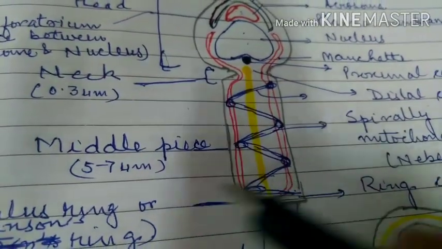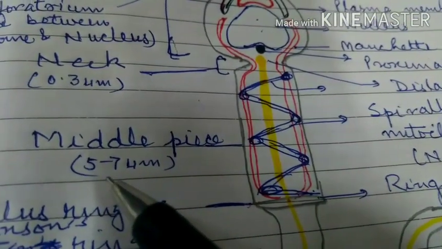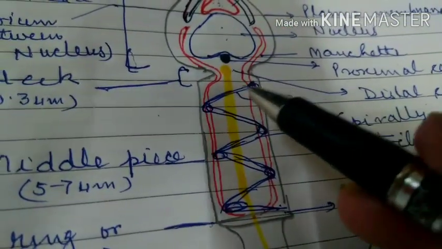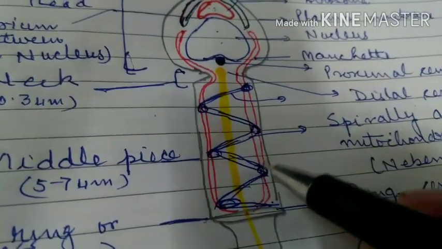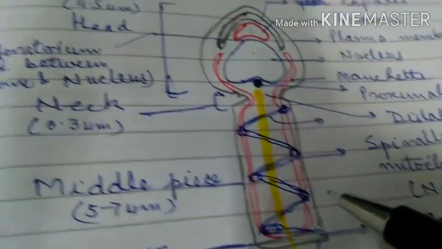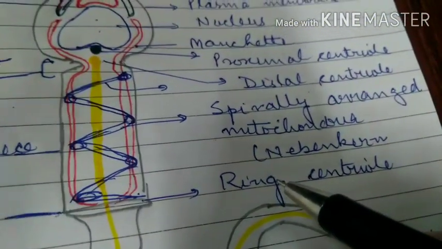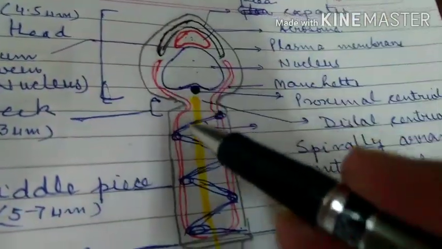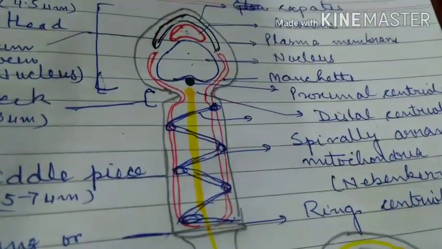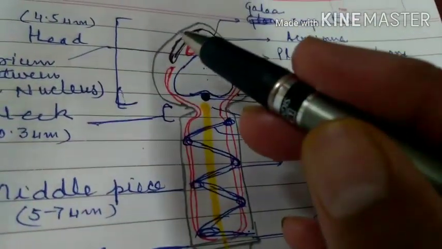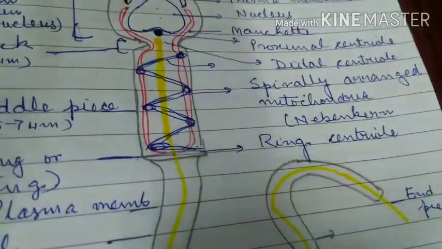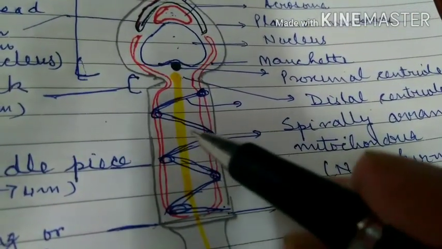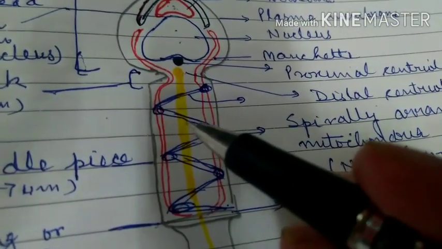Then the middle piece. The length of the middle piece is 5.7 μm, and in the middle piece there are spirally arranged mitochondria. We also name it the Nebenkern. This complete structure of the sperm is covered by the plasma membrane: head, neck, middle piece and the tail. The middle piece has a good number of mitochondria. The middle piece also has the axial filament.